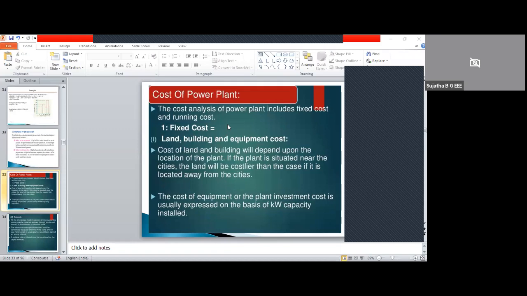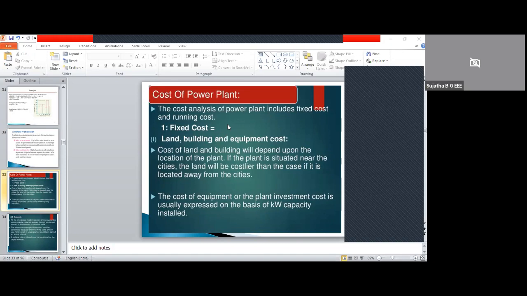Okay, so cost of land and building depends upon the location of the plant. You know that if the plant is situated near the cities, the land will be costlier than if it is located away from the cities. Of course, if it is away from the cities, then transmission cost also will reduce. So we have to compromise all these things. So fixed cost considers the land cost, building cost and equipment cost. This cost will increase if the plant is near to the city. You know that in any area, if it is near to the city, the cost will be high. If it is away from the city, cost will be less.